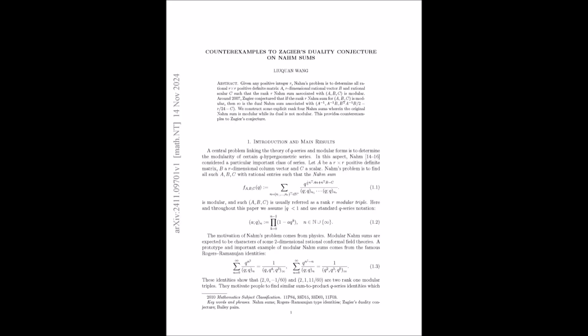Precisely. Mizuno found some specific combinations of A, B, C, and D where the duality conjecture just didn't hold up. For example, he found a case where the original generalized Nahm sum was definitely modular. You can see that in equation 1.8. But its dual, the one you get after using Mizuno's transformation, was demonstrably not modular. So in this case, the mirror image didn't inherit the modularity. Exactly. And this wasn't just a one-time thing. Mizuno found multiple examples where this duality failed.